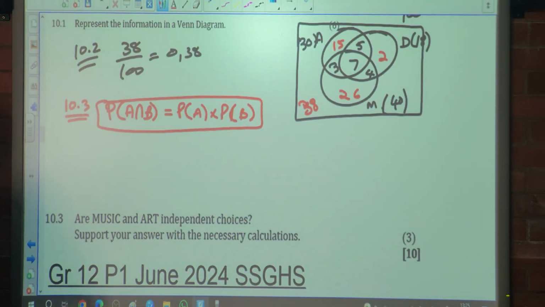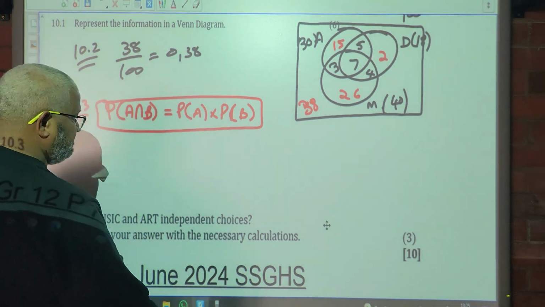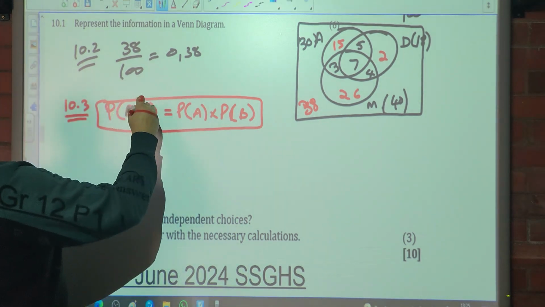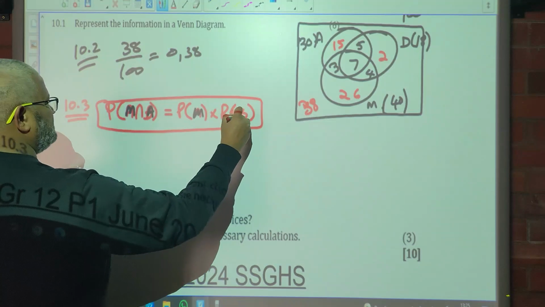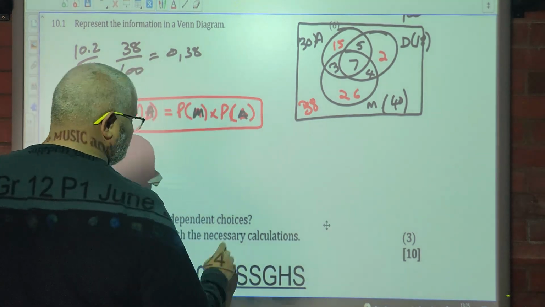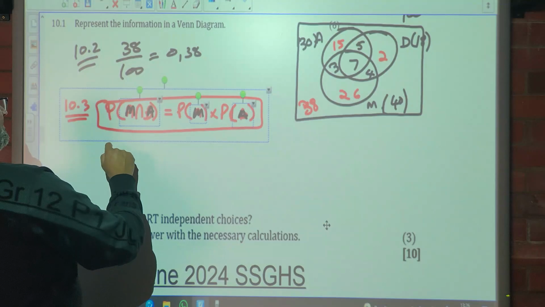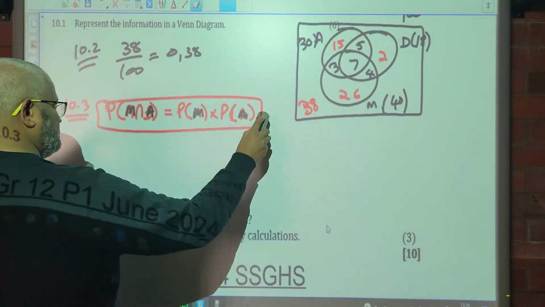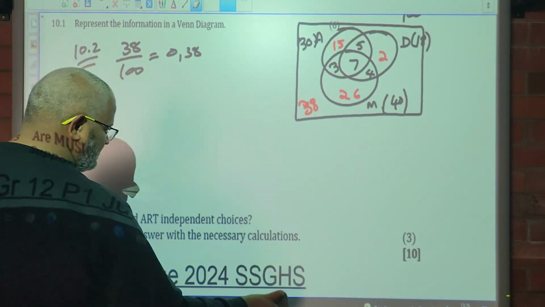So the question says, are music and art independent? So this must be music and art. If that is the case, then it's independent. Okay? You guys understand? Alright. But don't write this here, because we must end off with that. Just with that in mind. So let's work out the left hand side.